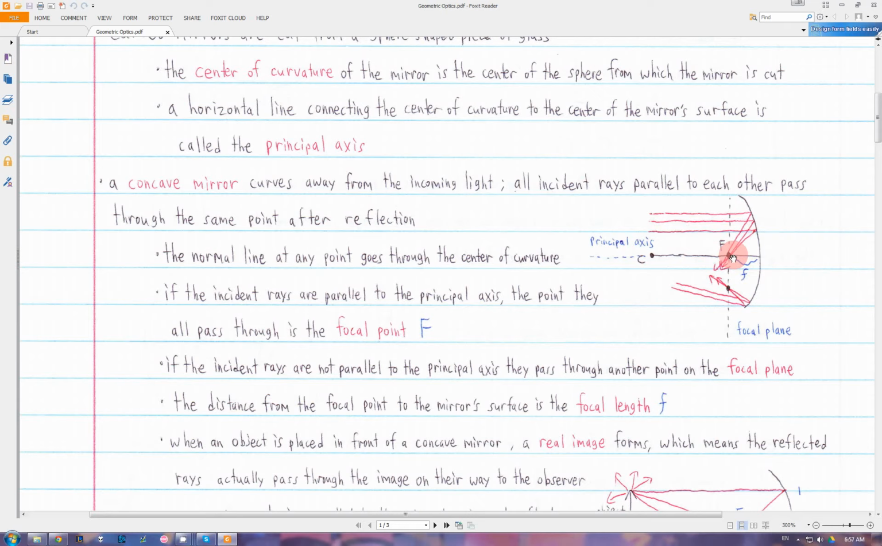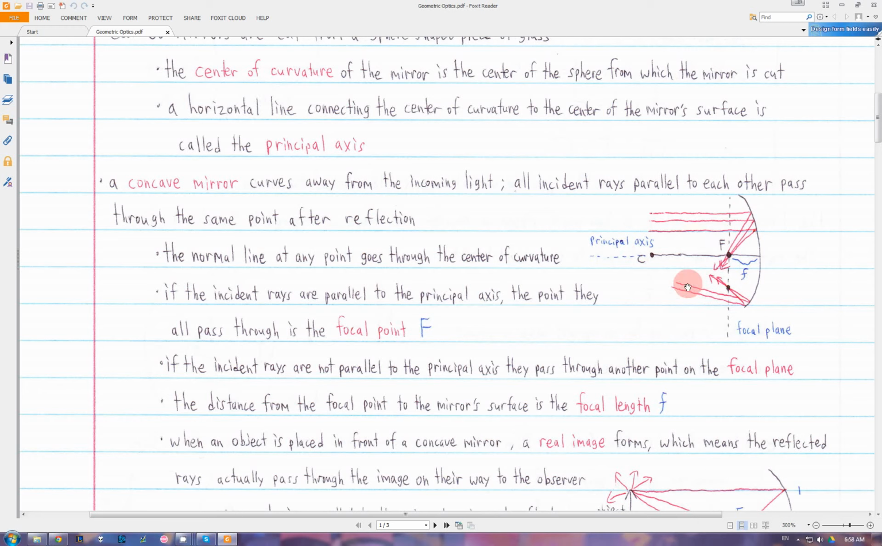Now if you wanted to see why this happens, then you could analyze each ray individually using the law of reflection and of course the normal line. In a spherical mirror, the normal line at any point along this mirror is a radius of the sphere. So the normal line always points to the center of curvature. So incoming parallel rays always converge to the same point after reflection from a concave mirror.